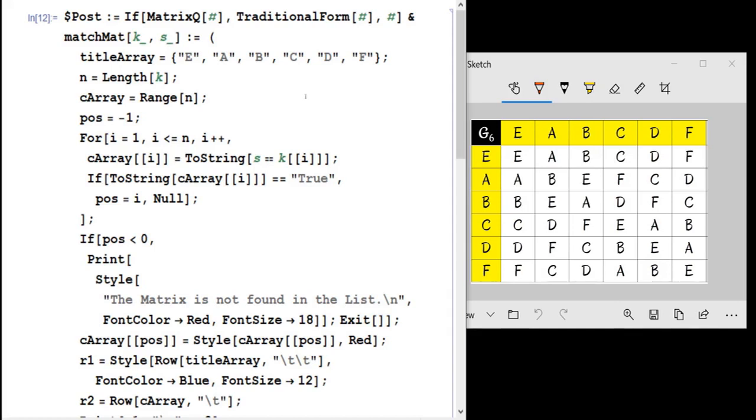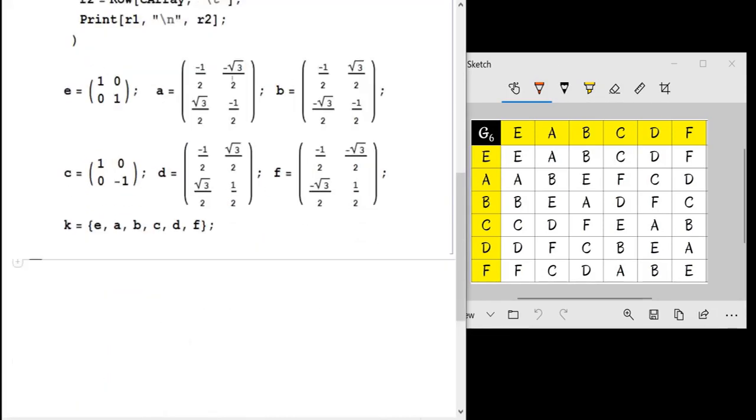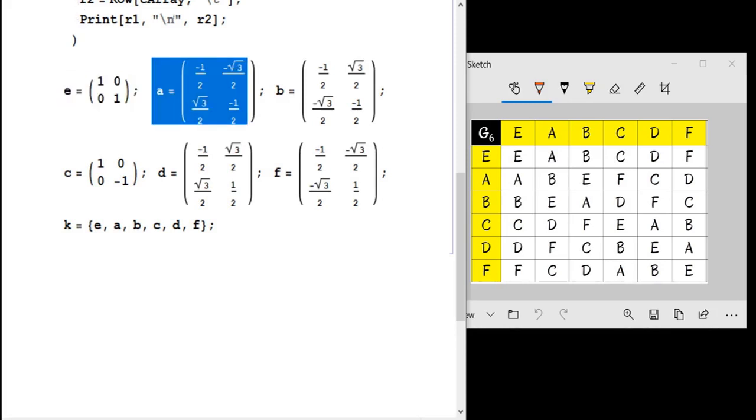So you have seen on the right hand side, this is the group multiplication table that we have to construct based on the matrices E, A, B, C, D, F. And what are these matrices? This is the identity matrix. I am using lowercase letters because some capital letters are reserved in Mathematica, so I cannot use them. So I am using lowercase letters for identity matrix. This is the matrix that has been defined in Mathematica, identity matrix. This is the A matrix, B matrix, C, D, F matrices that you have seen earlier.